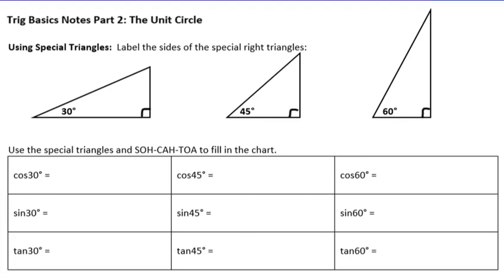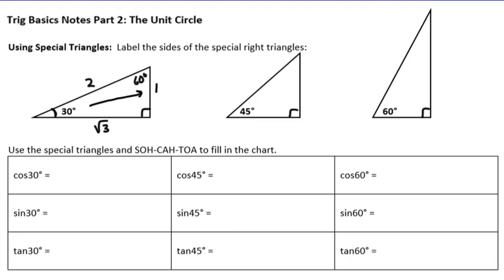This is a 30, 60, 90 triangle, but we're going to specifically be looking at the 30-degree angle and the sides in relationship to 30 here. Opposite the 30 is the smallest side, 1. The hypotenuse is twice as big as the smallest side, it's 2. And opposite the 60 is square root of 3.